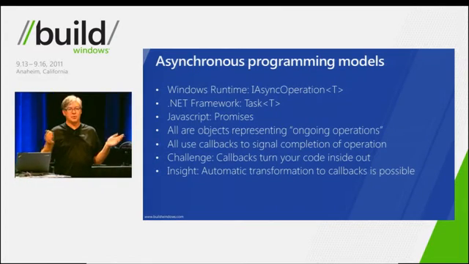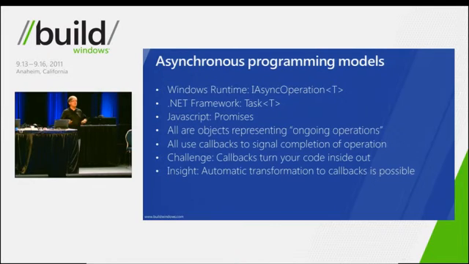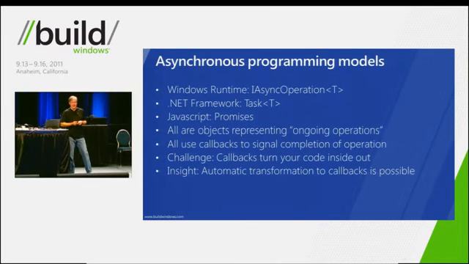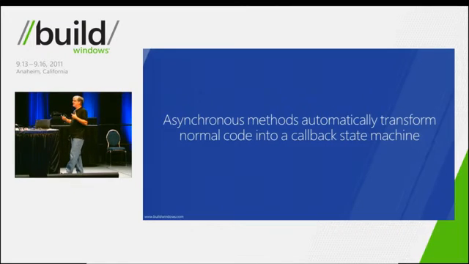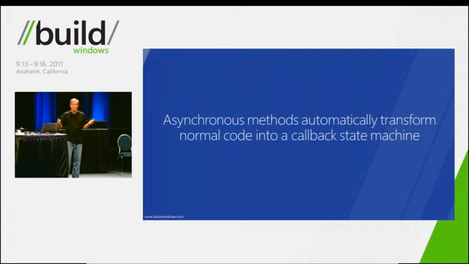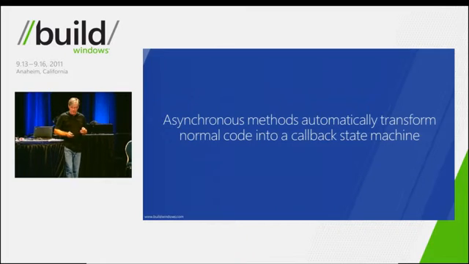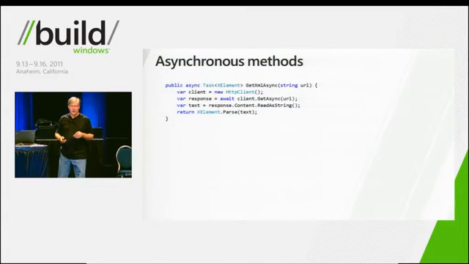Indeed, there's lots of research in computer science on continuation passing style programming, which is common in certain functional programming languages, and proof that any normal program can also be represented as a continuation style program. And that insight is what we leverage in the asynchronous programming support that we have in C# and VB. Indeed, asynchronous methods basically use the compiler to transform your normal code into a callback-based state machine. And that's what we're going to try to take a look at here.